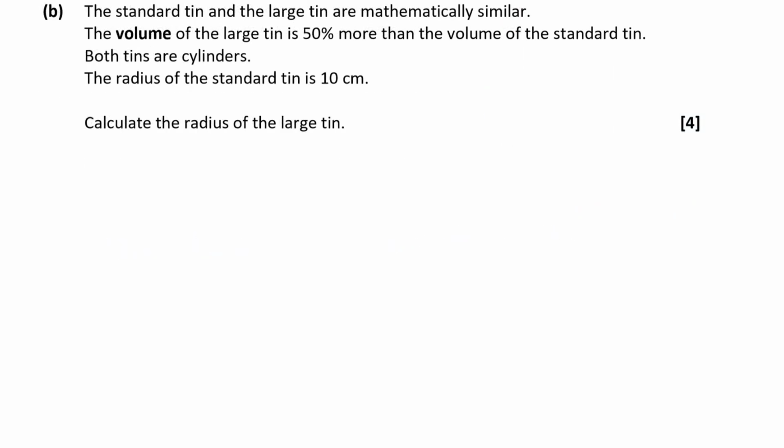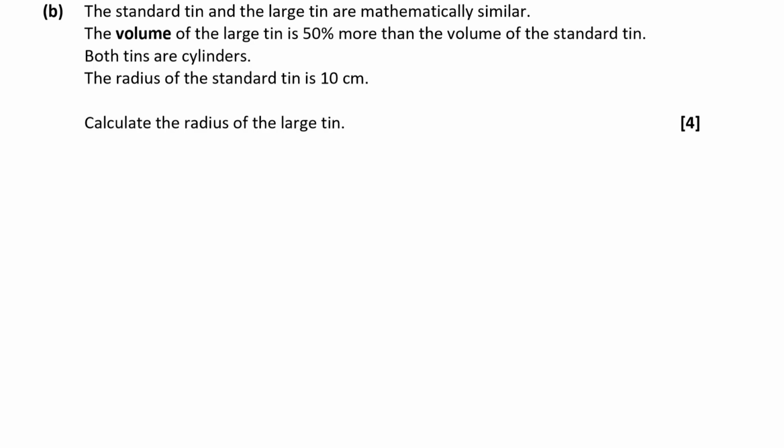Part B says the standard tin and the large tin are mathematically similar. The volume of the large tin is 50% more than the volume of the standard tin. Both tins are cylinders. The radius of the standard tin is 10 centimeters. Calculate the radius of the large tin.